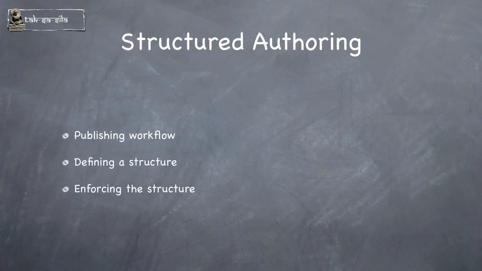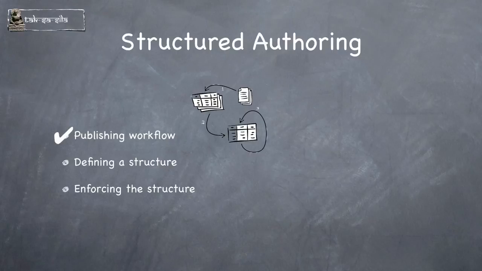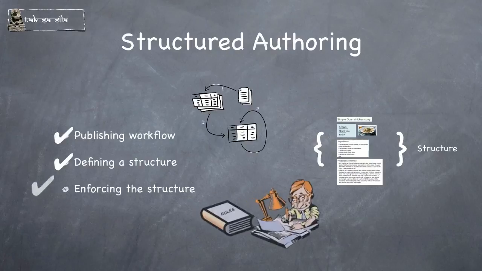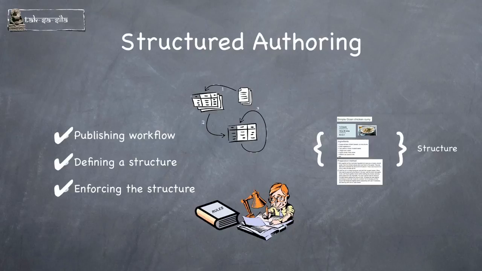Compare what you have done to the definition of structured authoring. The first characteristic of structured authoring is a publishing workflow. Check. You definitely have a workflow for authoring and editing content. Second requirement, defining a structure. Check. Your rulebook is all about the structure of your information. Third requirement, enforcing the structure. Check. Through your rulebook and through your editing checks, you are enforcing the structure. Well, congratulations. You have implemented structured authoring.